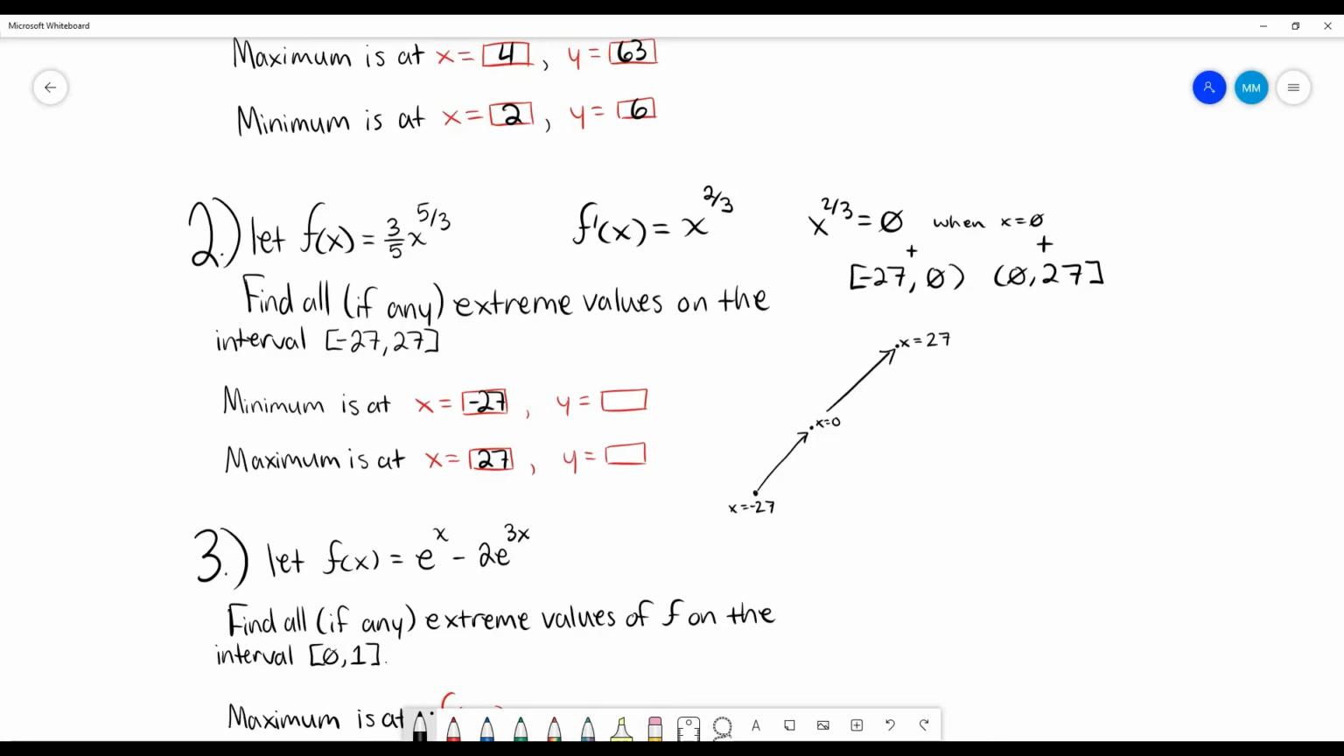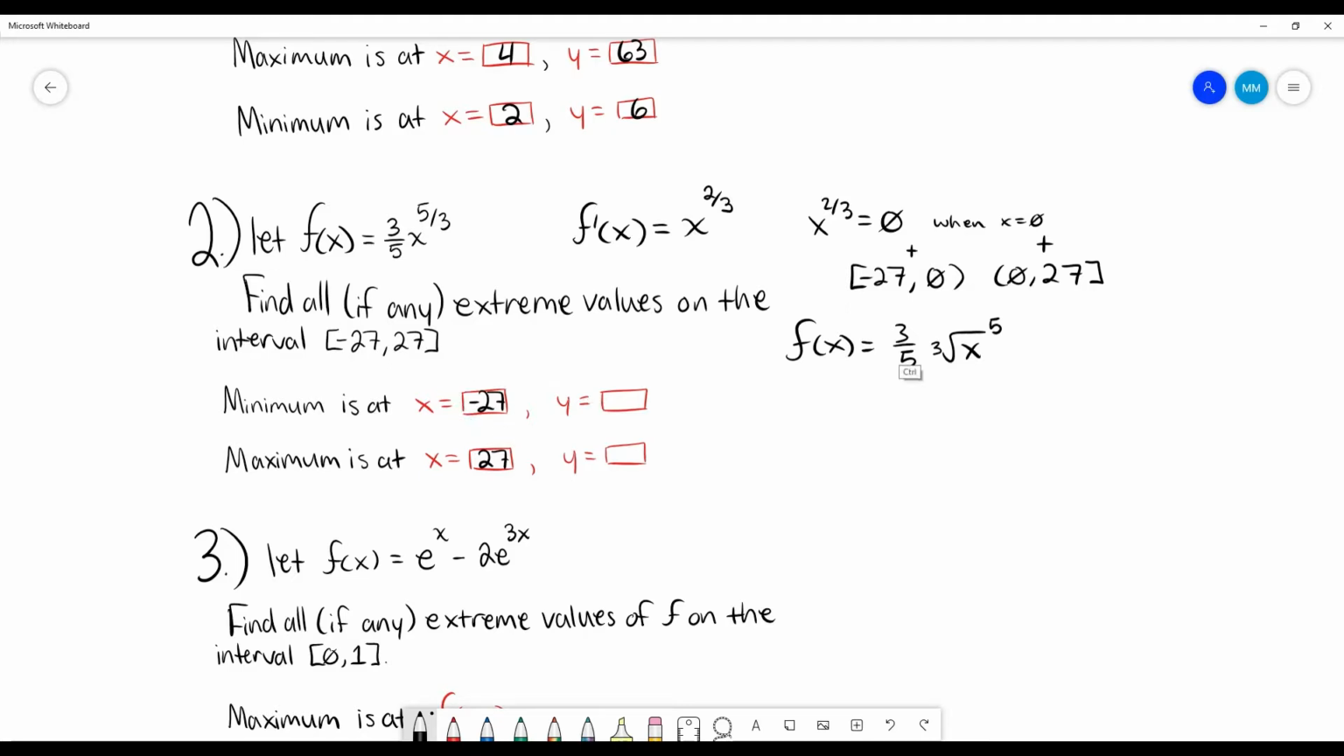Okay, so now we just need to plug those back into our original function to see what the y values are at those points. So let's take that out. Remember our original function is this right here. And I'm going to rewrite that as 3/5 times the cube root of x to the 5th power, just because that's a little easier for me to process personally.